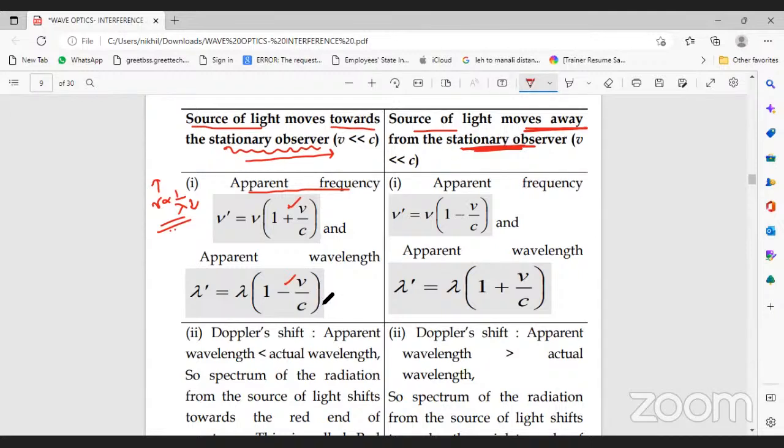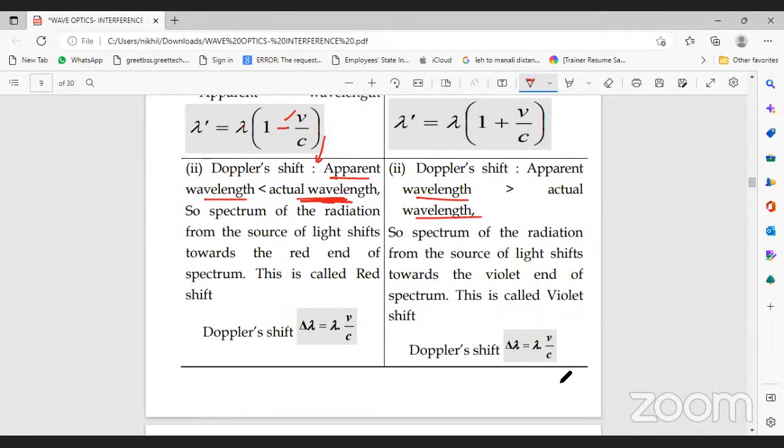So in this first case, since the wavelength is going to be subtracted, you are going to get the apparent wavelength less than the actual wavelength. In the second case, apparent wavelength should be more than the actual wavelength. Since the apparent wavelength is less, all the rays are going to shift towards the red end. That is what we call the red shift. In this case, it will shift towards the violet end. That is what we call the violet shift.